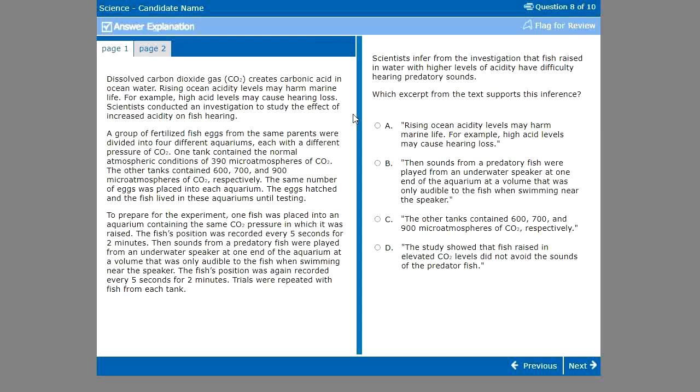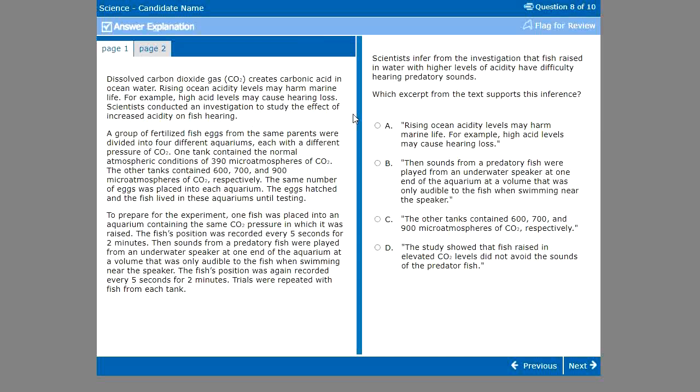For example, high acid levels may cause hearing loss. Scientists conducted an investigation to study the effect of increased acidity on fish hearing. A group of fertilized fish eggs from the same parents were divided into 4 different aquariums, each with different pressure of carbon dioxide. One tank contained normal atmospheric conditions of 390 microatmospheres of carbon dioxide. The other tanks contained 600, 700, and 900 microatmospheres of carbon dioxide, respectively.